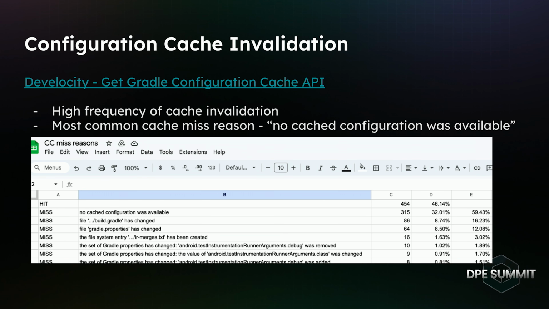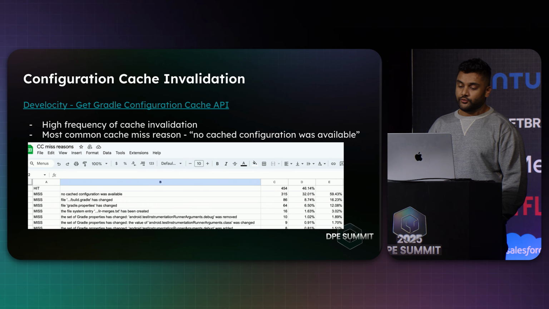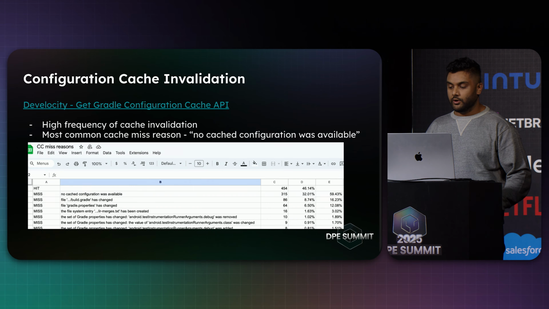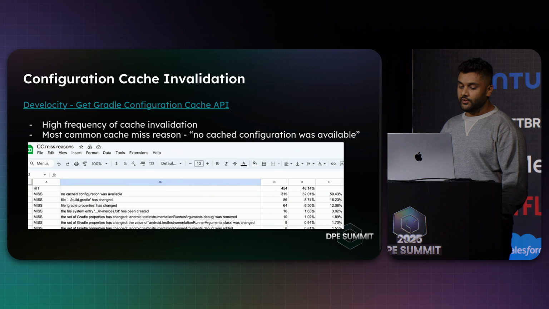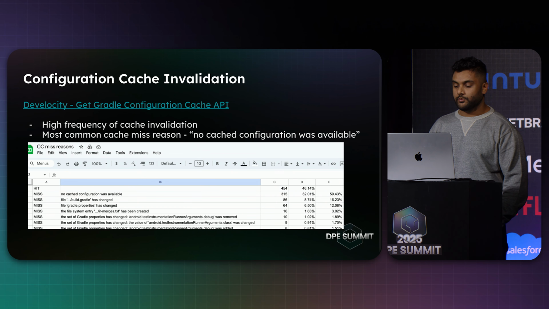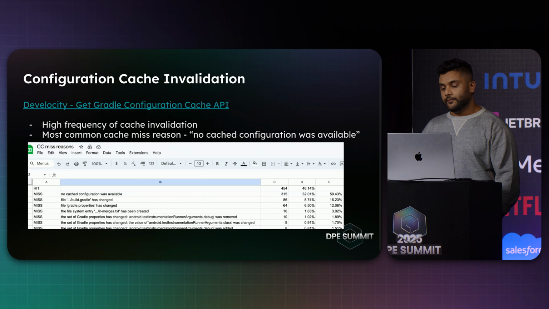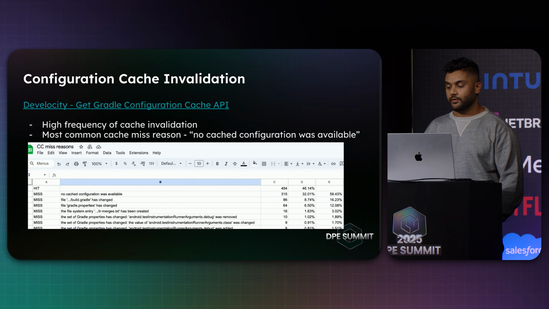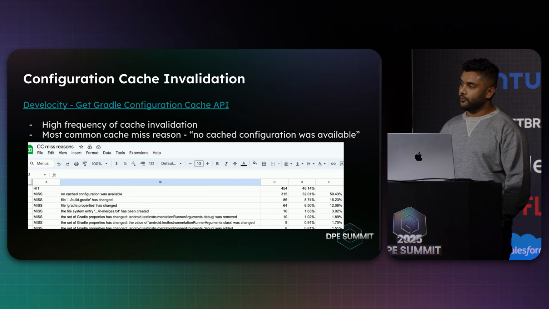Given the size of our project and the number of developers actively contributing to the codebase, it is not surprising that there's a high frequency of configuration cache invalidation and the hit rate being so low. The next thing we did was try to figure out the most common reason for why a configuration cache miss occurs. We did this using the DevVelocity Gradle configuration cache API. This provided us with the insight that about 60% of our builds that had a cache miss was due to no cache configuration being available. This validated our previous idea that due to the scale of the codebase and the frequency of code changes, configuration cache was just not available for a lot of the builds.